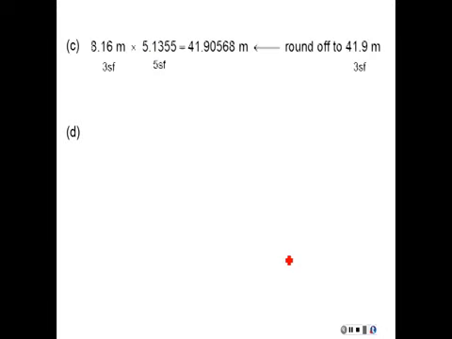And this is the next one. Here we're multiplying, so we have 3 significant figures here. We have 5 here, so our answer must be rounded off to 3. Now we count the entire number when we're multiplying, not just to the right of the decimal point. And that's why we get that answer.